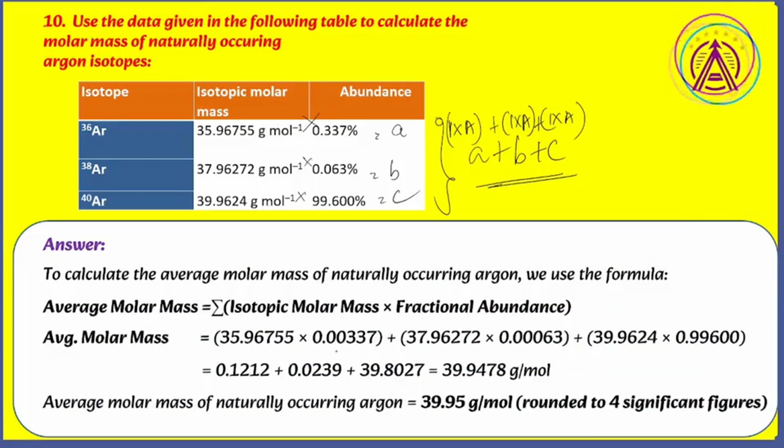So you can see the sum, we have worked it out for you. 35.96755 into 0.00337 is nothing but 0.1212. Again, 37.96272 into 0.00063, plus 39.9624 into 0.99600. So we end up getting 39.9478, which is the molar mass of naturally occurring argon, nothing but 39.95 grams per mole. Remember, it is rounded up to 4 significant figures, considering that while adding, our number has 4 digits after the decimal.